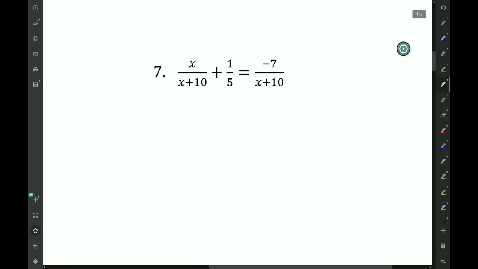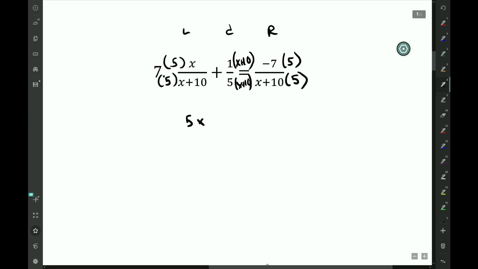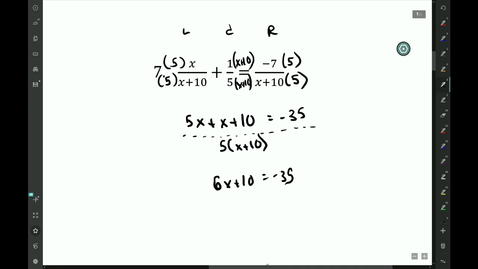So what are they going to need? Well, if we look left, right, center, this is going to need a 5 over a 5. This is going to need the x plus 10. And this is going to need a 5. Basically, again, 5x plus x plus 10 equals negative 35. Poof, the denominator, since it's the same, will disappear.